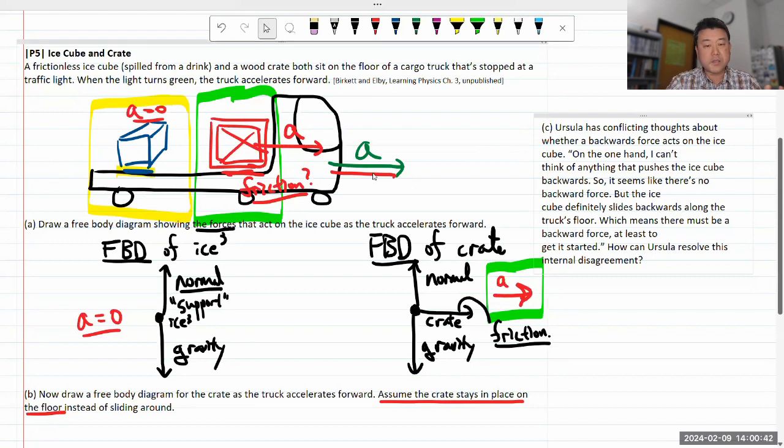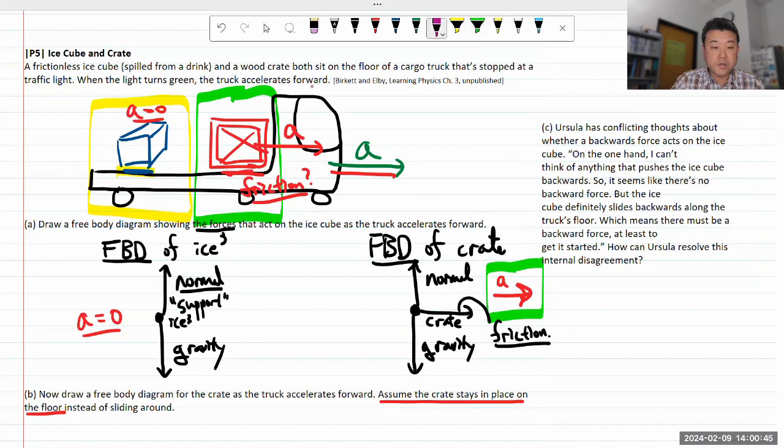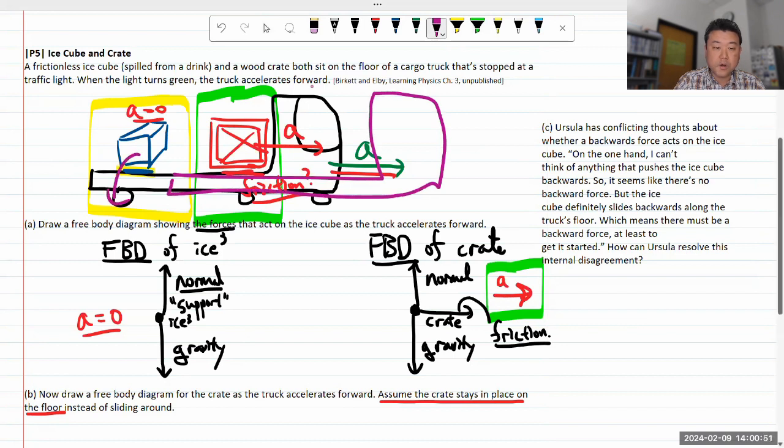You look at the truck sometime later, the truck is over here, and the ice cube has fallen off the truck. That's kind of what the scenario is, which means that there must be a backward force, at least to get it started. How can Ursula resolve this internal disagreement?